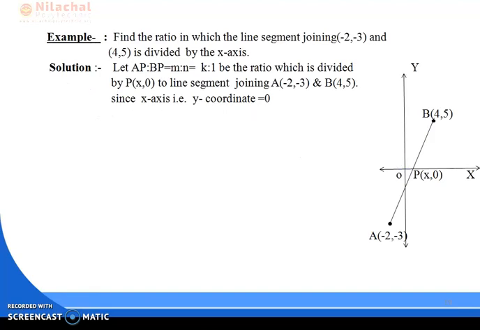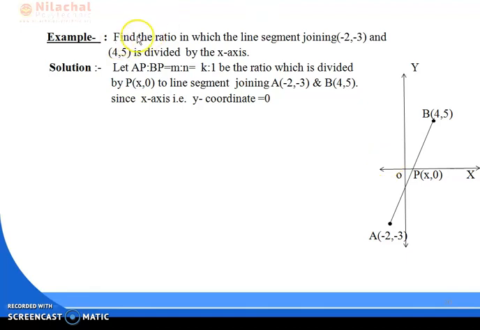Then another example. Find the ratio in which the line segment joining -2, -3 and 4, 5 is divided by the x-axis. That means here the line segment's two endpoints are given and it is divided by the x-axis. X-axis means what? The y coordinate must be 0. The x coordinate may be any real number, the y coordinate must be 0. We know that any point on the x-axis has coordinates (x, 0). That means x is any real number but the y coordinate must be 0 on the x-axis.